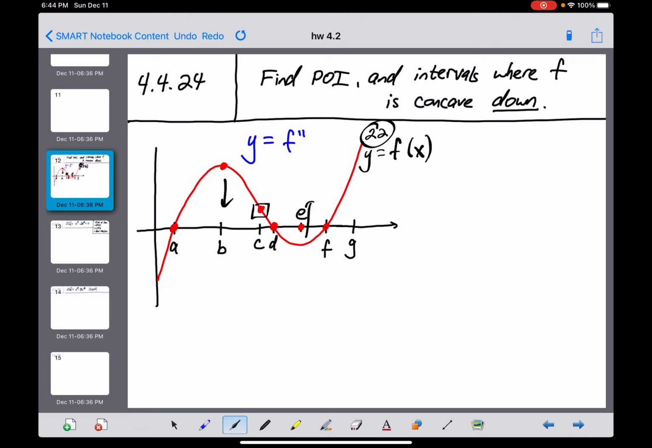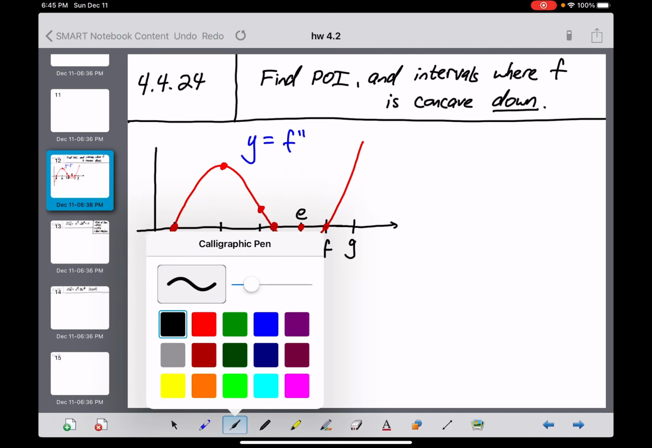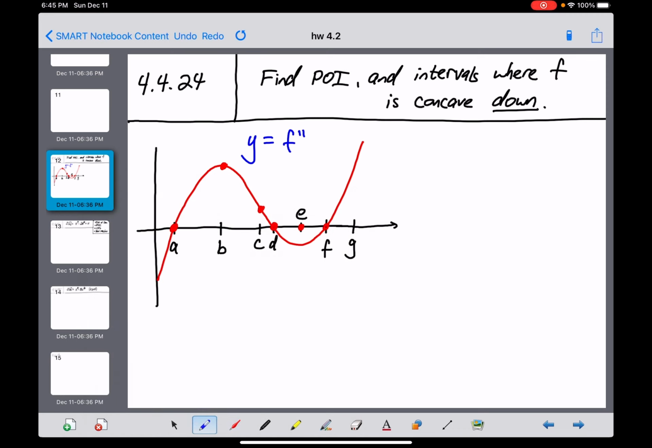I thought that 23 was probably the hardest of the bunch, because in 23 they wanted you to think that this was the graph of y equals f prime, the derivative. So it got a little trickier. I think that 24, which we're going to do right now, is probably a little bit easier than 23, but I could be wrong about that. Let's see what's going on here.